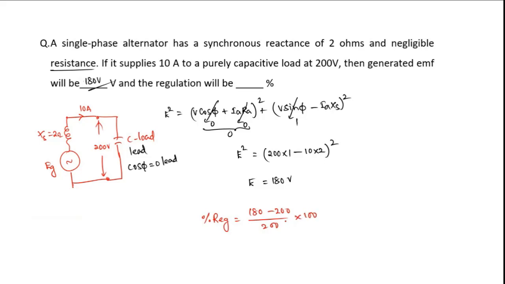So definitely, if the power factor is less than or equal to 0.8 leading power factor, the regulation will be definitely negative. Regulation will be definitely negative. You solve this one, you will get to know the regulation. Okay. All right.